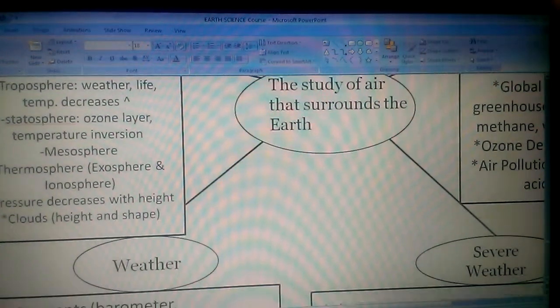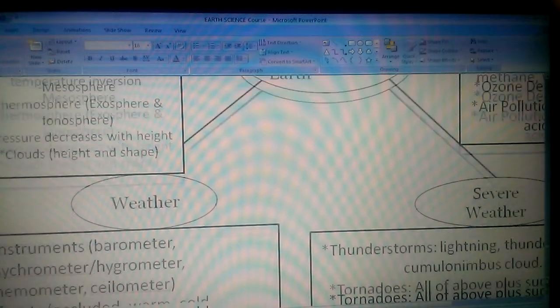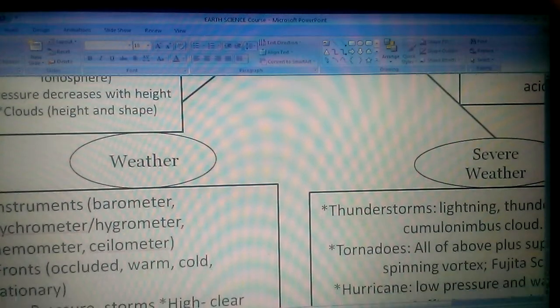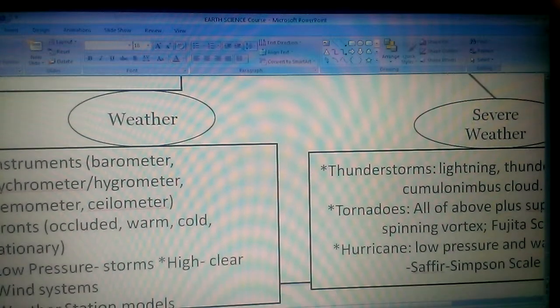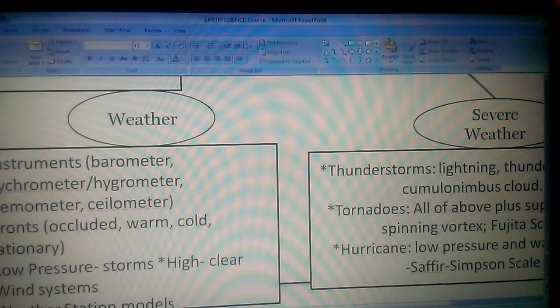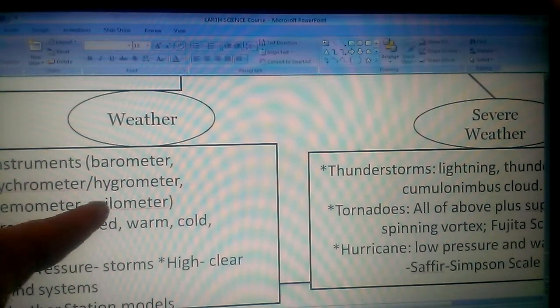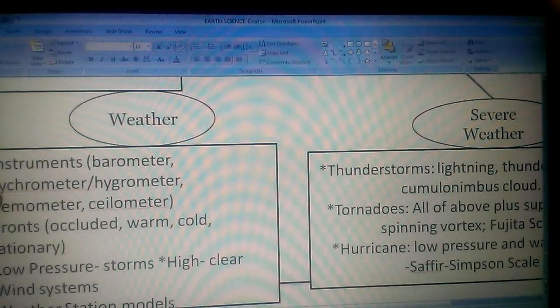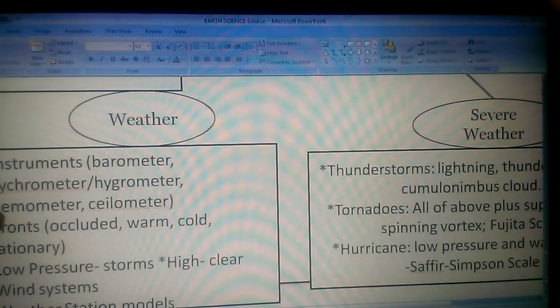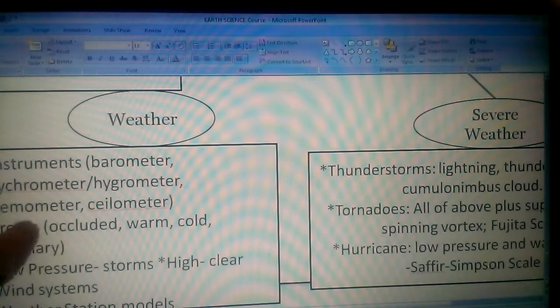So I'm going to scoot down here to our weather. Now, the first thing we want to focus in on under weather would be instruments. The instruments you want to remember for the test: barometer for air pressure, psychrometer or hygrometer for relative humidity, anemometer for wind speed, and ceilometer for the height of clouds. You also want to remember your fronts.